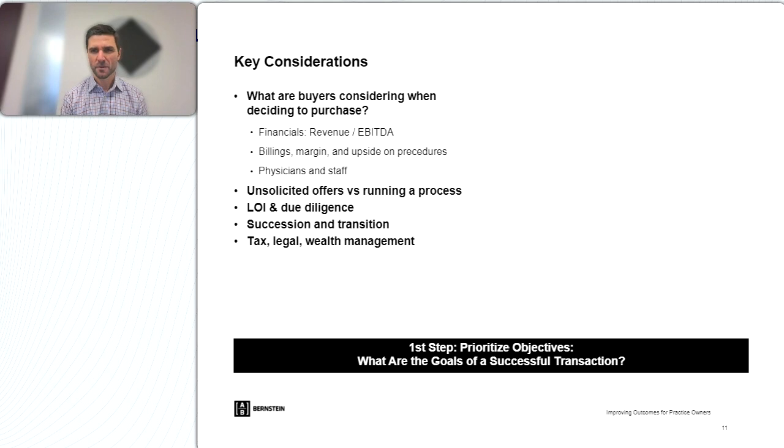Those are some of the key things we like to talk about in terms of the dynamic between getting an unsolicited offer and running a process: multiple different buyer pools, creating that competitive auction atmosphere, and then, as I mentioned, valuation, accountability, and diligence. Moving into that LOI and diligence period, that's an arduous period.